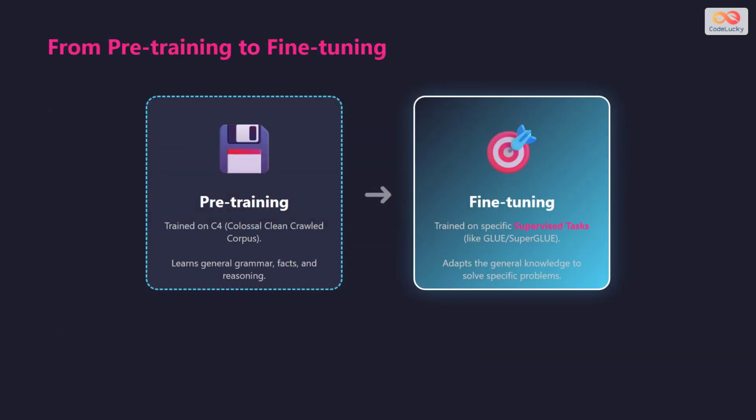The training process happens in two main stages. First is pre-training, where the model reads the colossal clean crawled corpus, or C4, to learn general knowledge and reasoning. Second is fine-tuning. In this stage, we take that pre-trained model and train it further on specific supervised tasks, like the GLUE benchmark. This adapts the model's general intelligence to excel at specific problems using the text-to-text format.